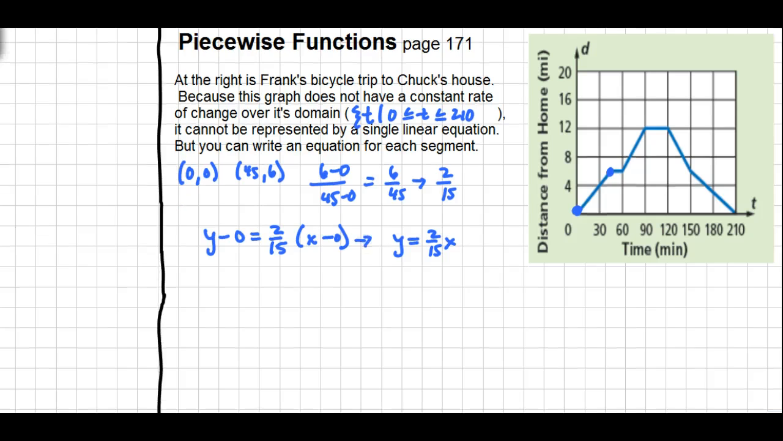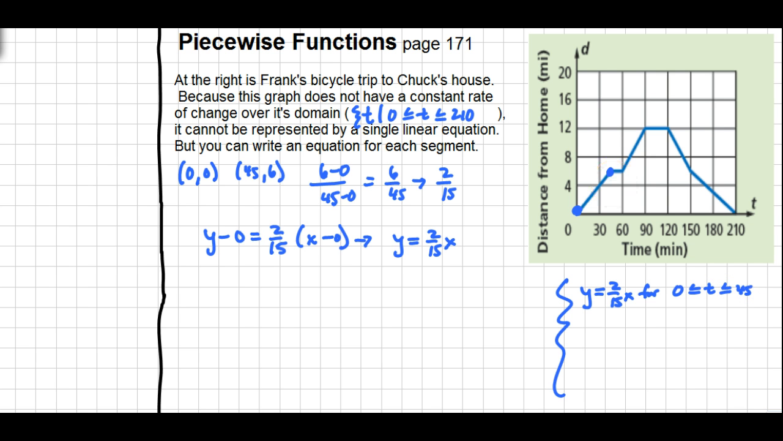So I'm going to write my answer here off to the side. I'm going to put a very large bracket, and I'm going to say that over this domain from 0 to 210, I'm going to do the first part of it. So I'm going to say that y is equal to 2/15 x for just the values between 0 and 45.